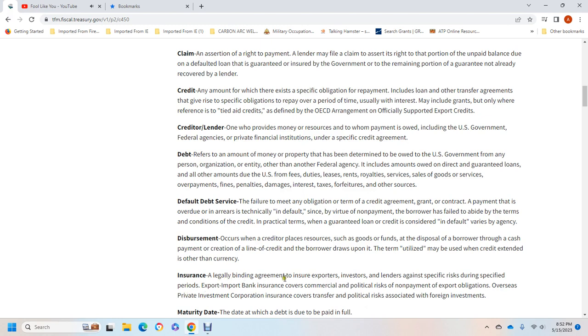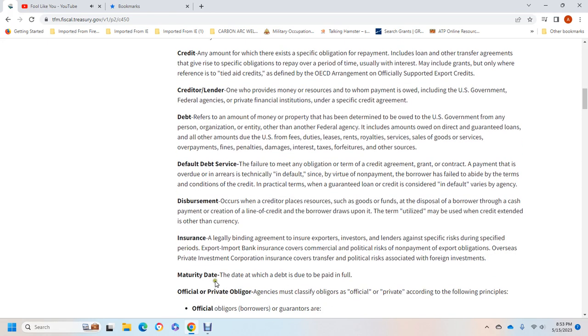Insurance is a liability binding agreement that insures the export of the investor for the lenders against specific risk during the specified export, import, banking, and insurance coverage, the commercial and political risk of non-payment of the export obligations overseen by the Overseas Private Investment Corporation. Insurance with the coverage transfers the political risk associated with the foreign investment. Maturity date is the date of the debt to be paid in full.